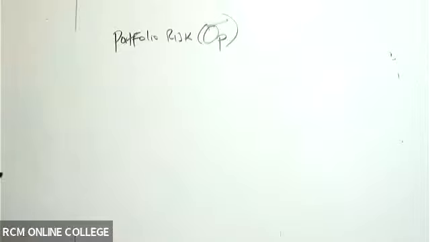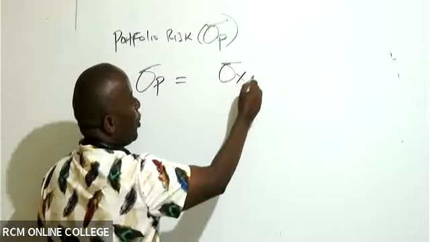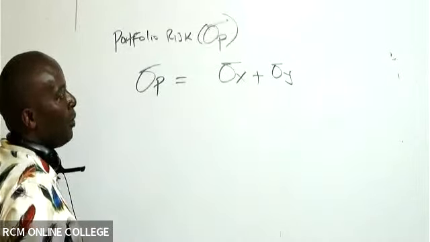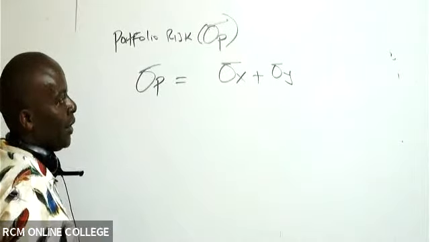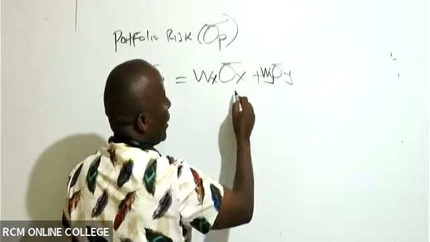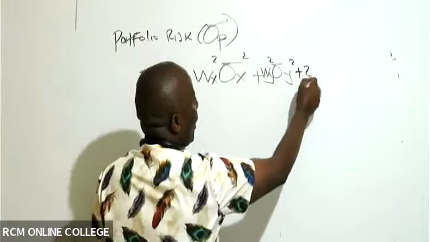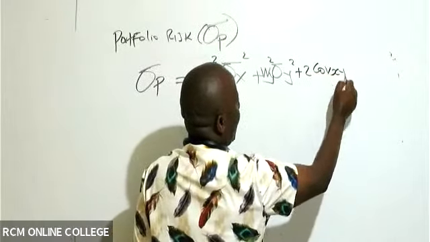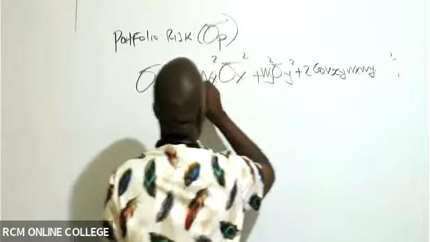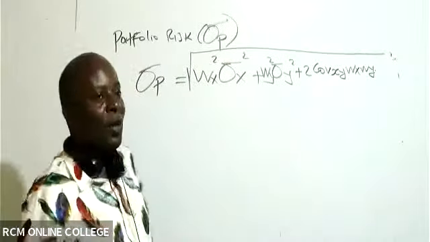And this standard deviation of the portfolio, how do I get it? I know that for a portfolio, I'm combining two standard deviations here. But now remember, it has to be weighted. So we have weight X, weight Y, and each of these must be squared, plus twice the covariance between X and Y, weight X, weight Y, like that.